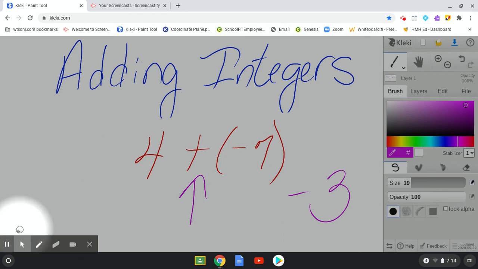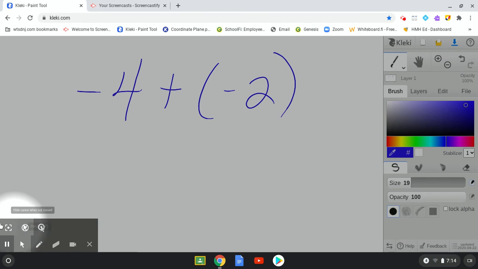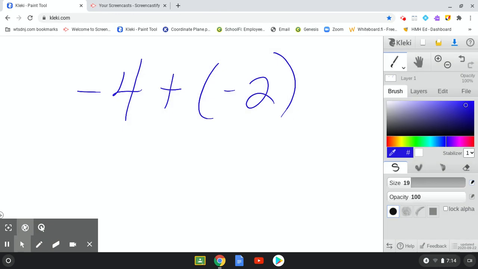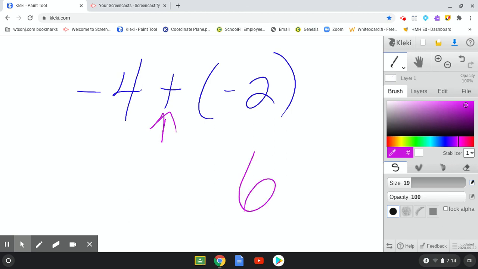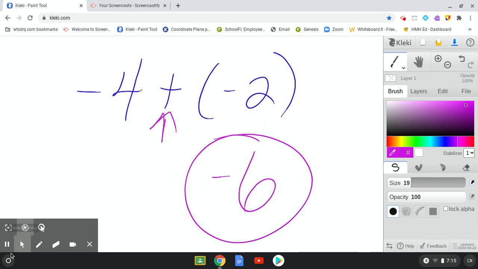All right, let's try a couple more. Okay, here I have a negative 4 plus a negative 2. Well, I'm first making sure it's an addition problem, which it is. My signs are the same. My rule is going to tell me to add and keep the sign. So 4 plus 2 gives me 6, and they are both a negative, so I'm keeping the sign, so that is a negative 6. So signs are the same. We add and keep the sign.